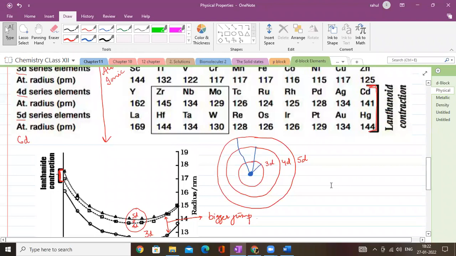Whenever you are talking about case based questions, or paragraph based questions, the question is asked from here. As you can see from here, I have written very clearly that the 4D and the 5D, or the second and the third transition series, have almost the same property because of lanthanide contraction.